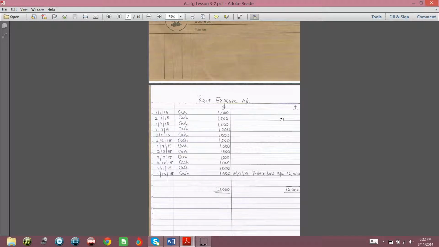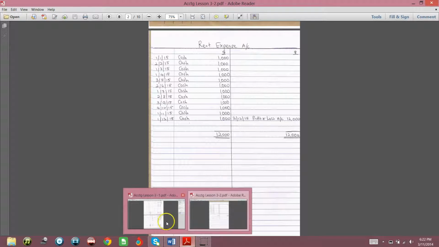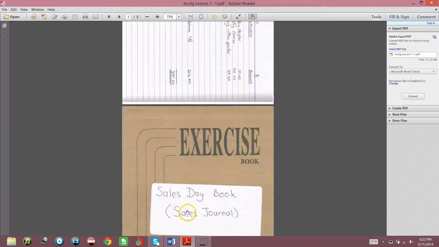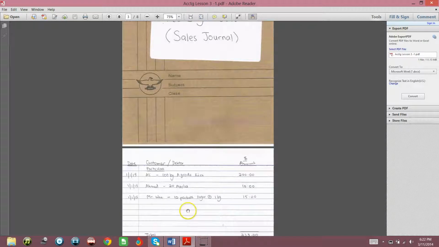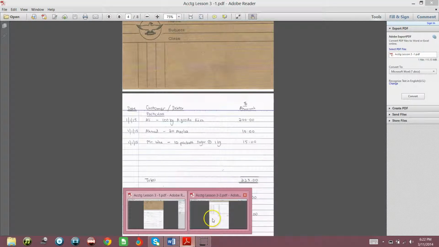So it would be the same for all the other expenses and revenue. For example, I will also have another account called the sales account. For the sales account, I will get the information from the books of prime entry, from my cash book and from my sales day book. So all these sales will go to my sales account in my general ledger.